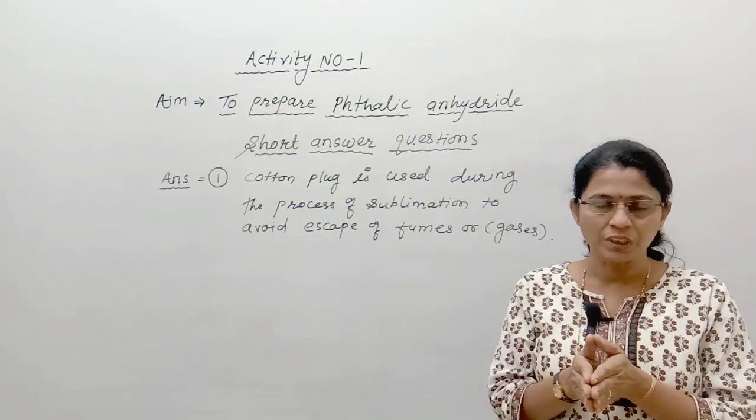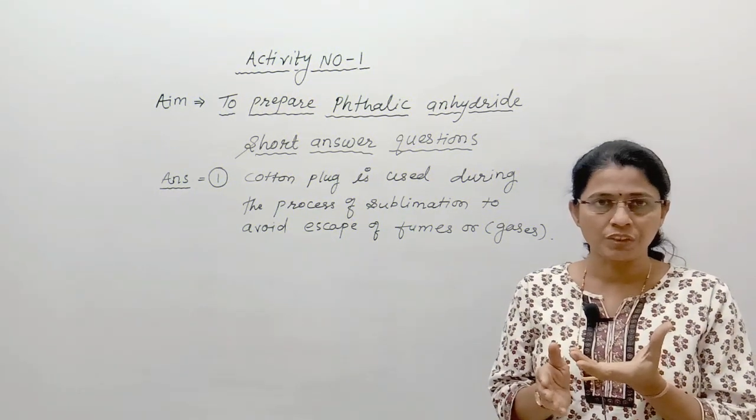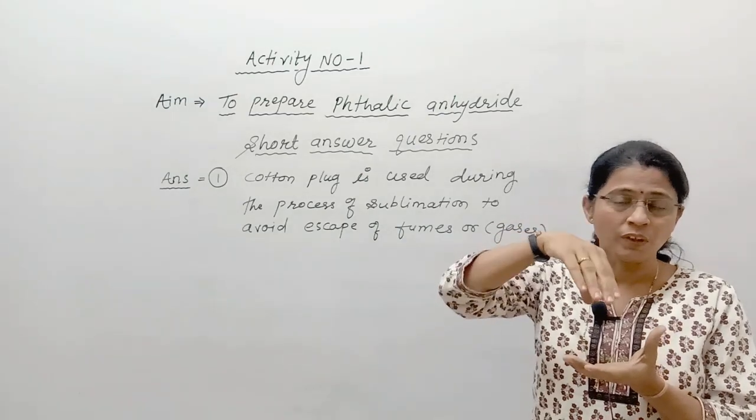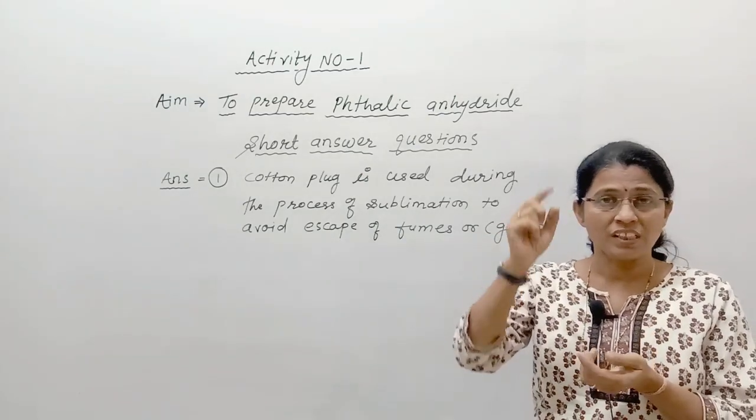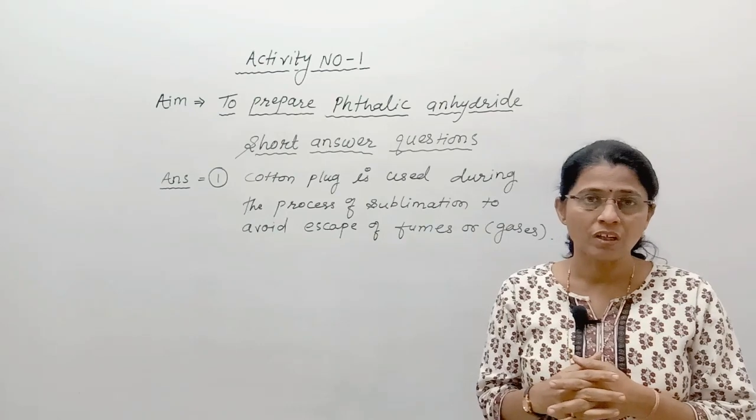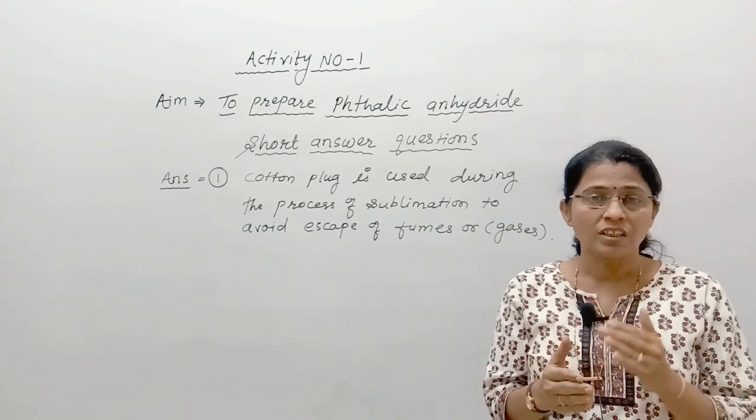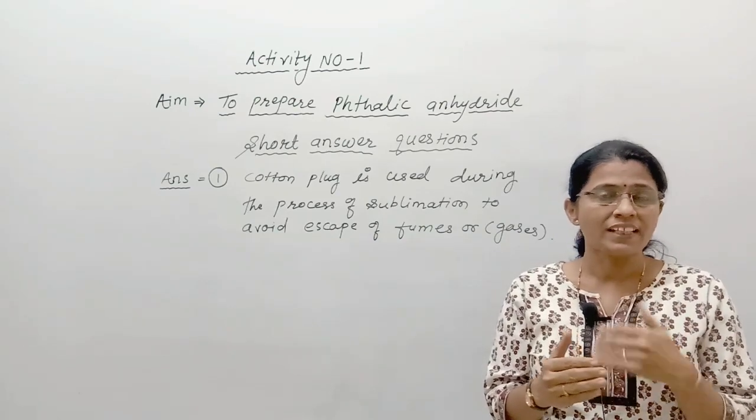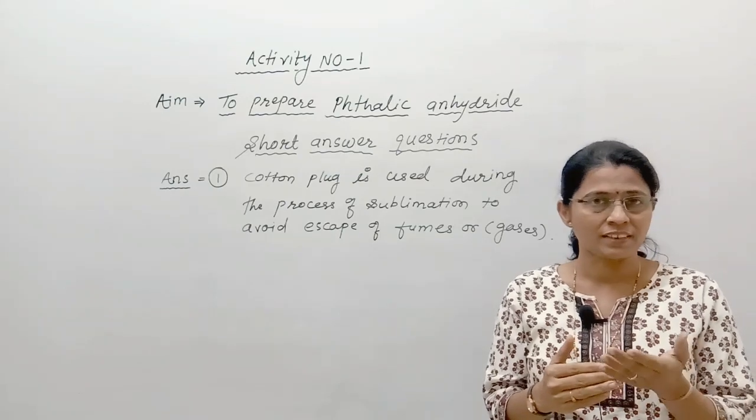Madam, why is a cotton plug used in the process of sublimation? During the process of sublimation on the evaporating dish, we keep the funnel in inverted position. The stem of the funnel is plugged with a cotton plug because it prevents the removal or escape of fumes or gases.